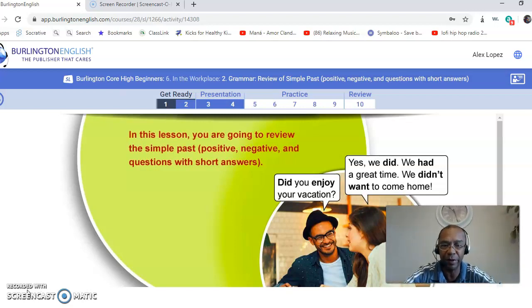Today we are going to review a little bit. Mrs. Luyanda already spoke to you about the simple past. I'm going to review a little bit before we get into the irregular verbs. I know some of you are already familiar with them, but it doesn't hurt to review this. In this lesson you are going to review the simple past.